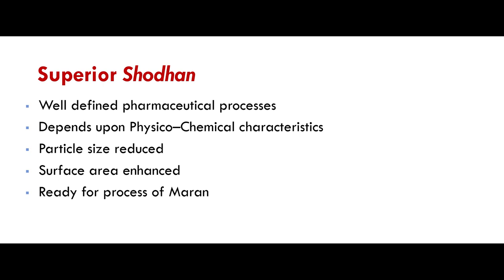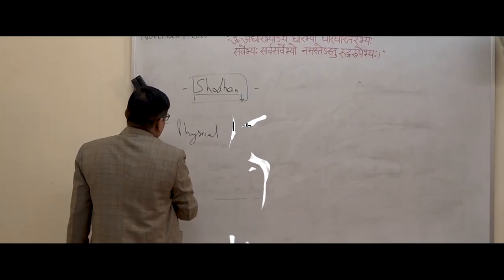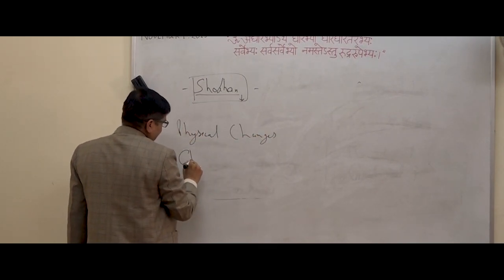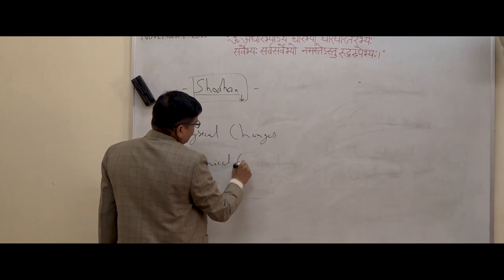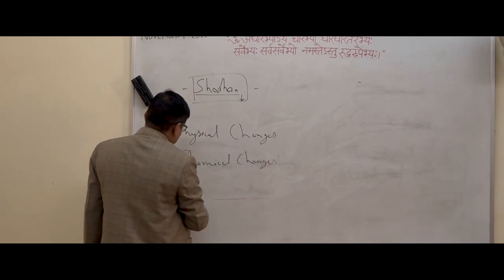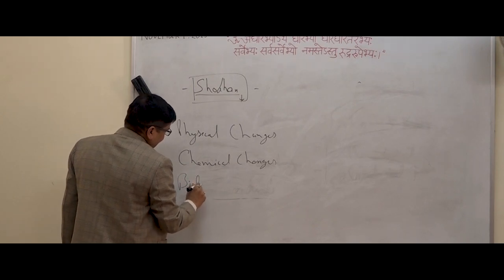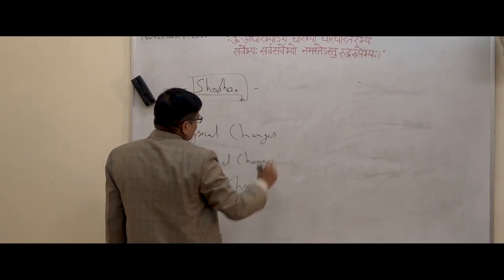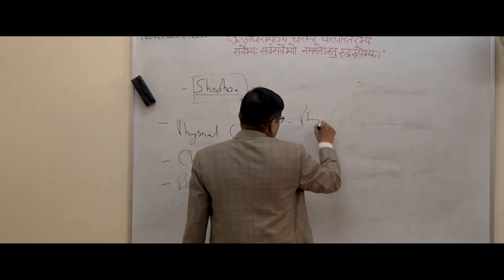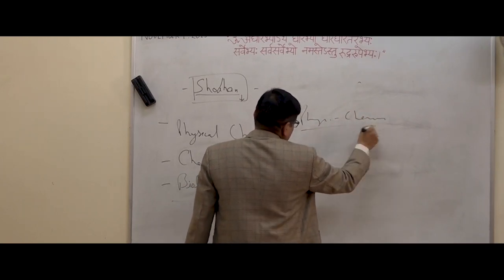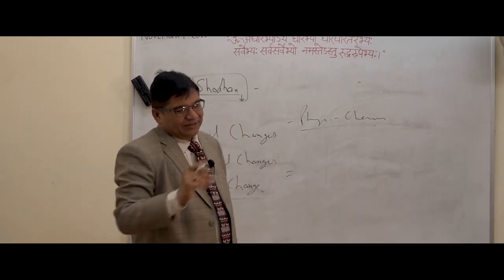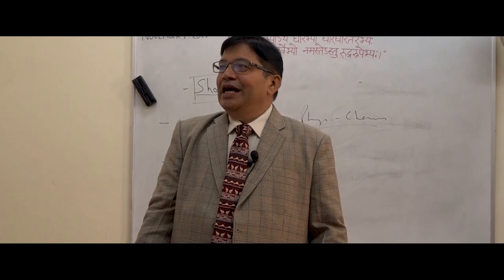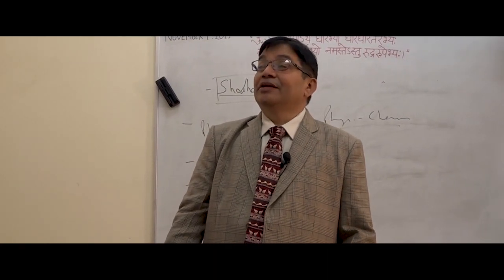So here are the three changes specifically taking place: at the level of physical changes, then chemical changes, and of course in some cases biological changes, and we can say here it is the physico-chemical changes. So how can one achieve it? What are the processes which are involved and by which we are achieving these results?